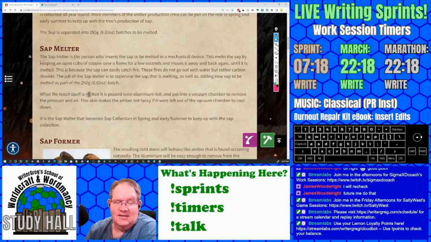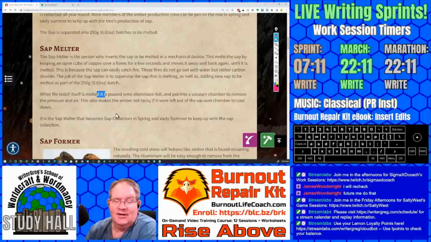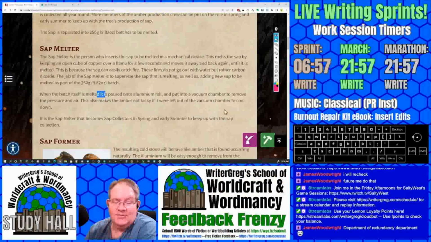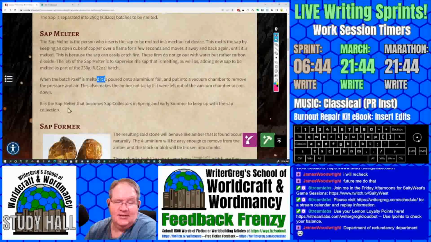When the batch itself is melted, it is poured onto aluminum foil and put into a vacuum chamber to remove the pressure and air. This also makes the amber not tacky if it were left out of the vacuum chamber to cool down. It is the sap melter that becomes sap collectors in spring and early summer to keep up with this sap collection.